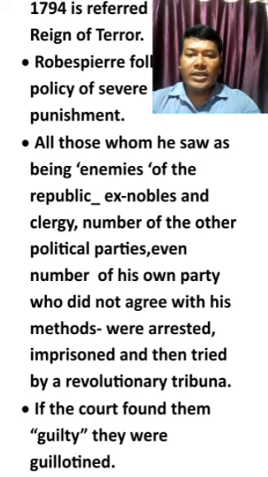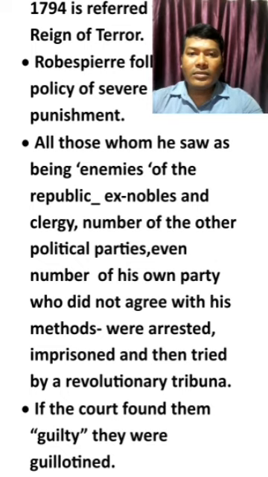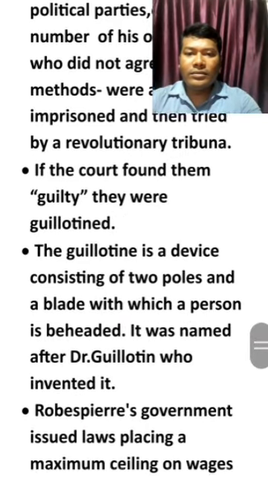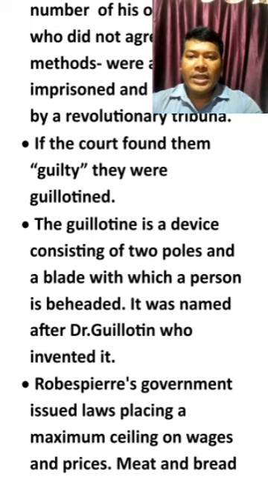Then they were arrested, imprisoned, and then tried by a revolutionary tribunal. Students, when the members of his party did not agree with him, they were arrested and sent to jail and given punishment with the help of judgment. Students, you have to know what is called revolutionary tribunal. It is a kind of court in France that was established by the National Assembly in France. If the court found them guilty, they were guillotined.